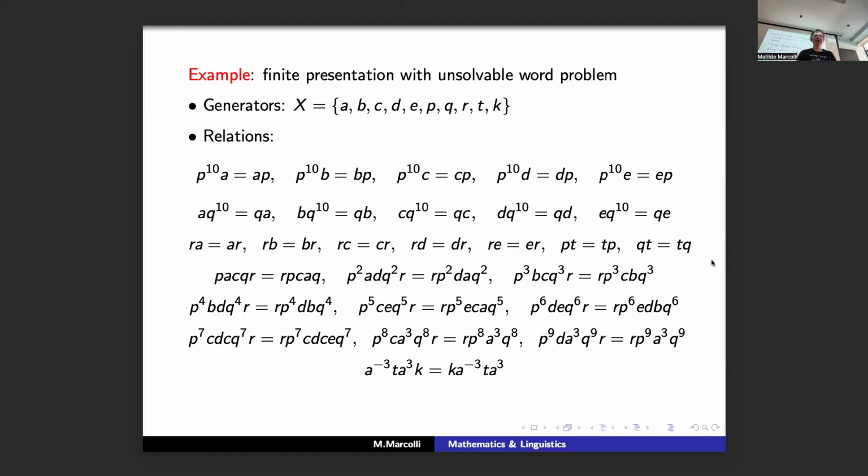Like, for example, this is one of the first simplest examples of a finitely presented group that has an unsolvable word problem. So you have a very explicit set of generators, very explicit set of relations. Yeah, the problem is exactly that it can contain a subgroup that has this unsolvable membership problem.